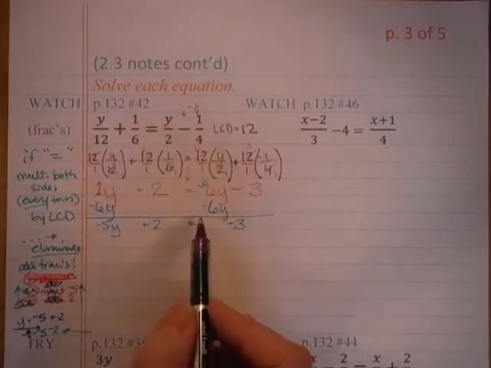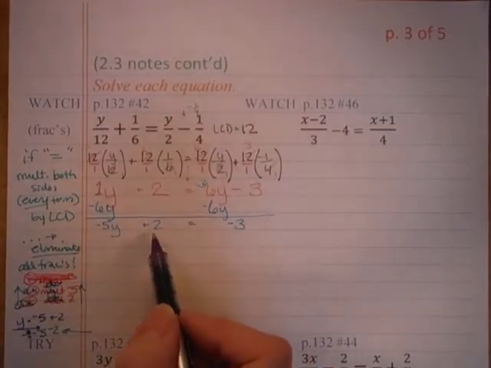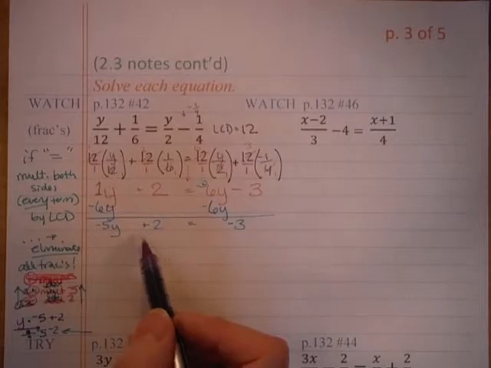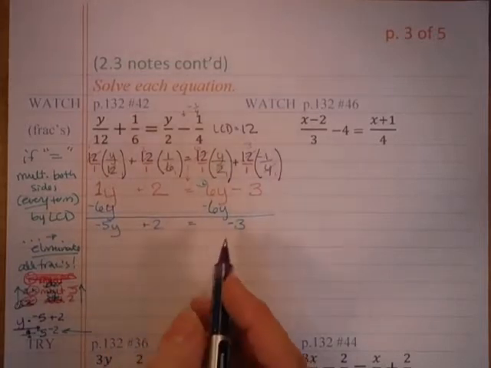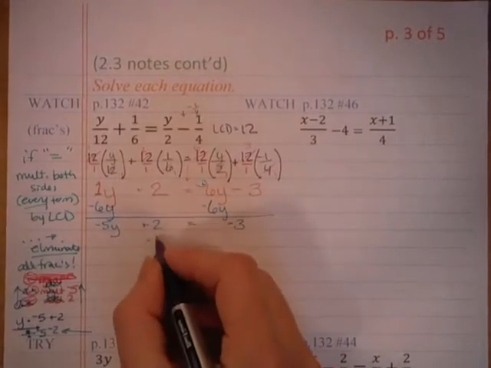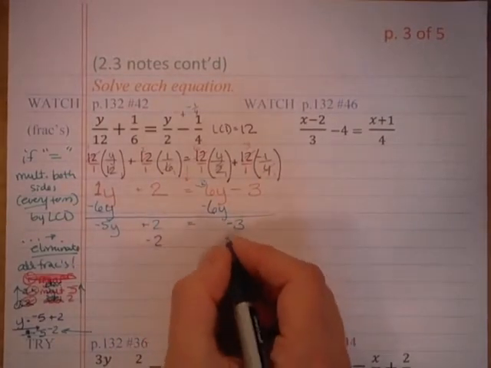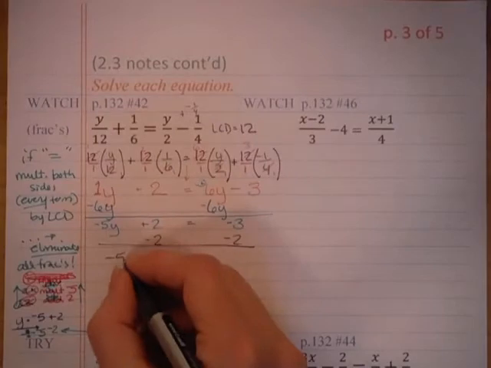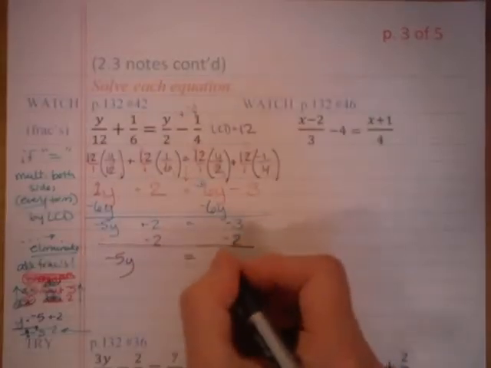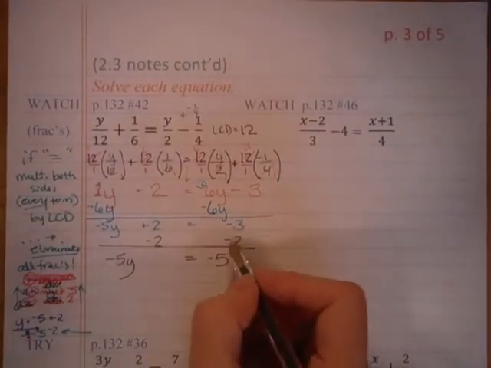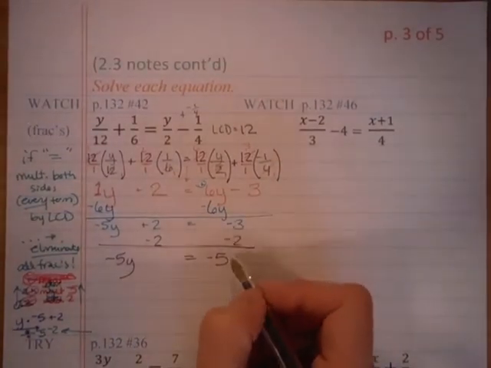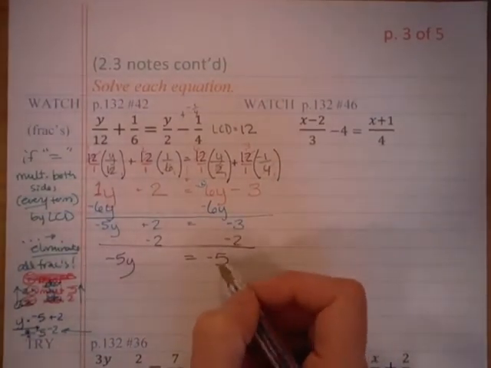Some of you can just look at that and know that the 2 needs to be gotten rid of first. Some of you were maybe taught to look at what's furthest away from the y. Let's get that out of there first. So we're going to start by subtracting 2 from both sides. That leaves us with -5y is equal to -3 minus 2, which is a -5. You can think of that as -3 plus a -2. Same signs. Keep the sign, -5.